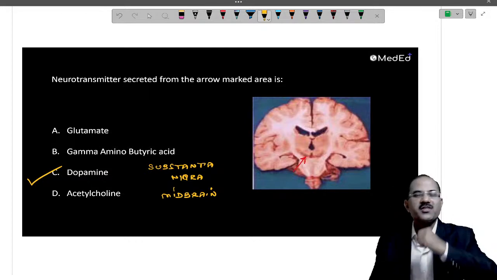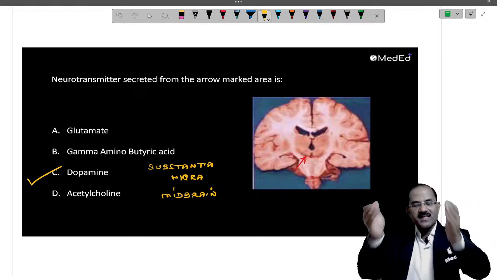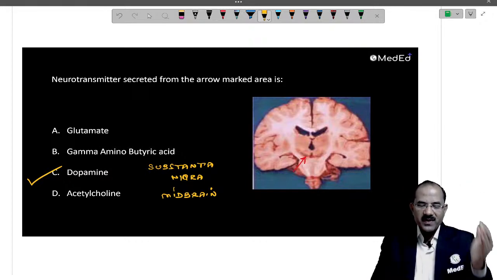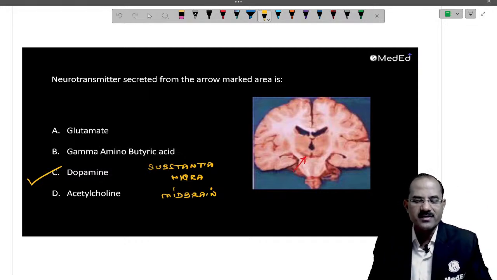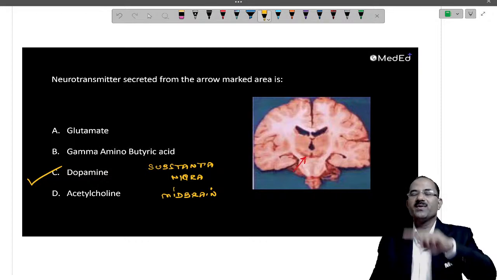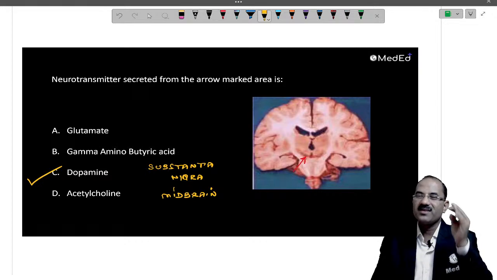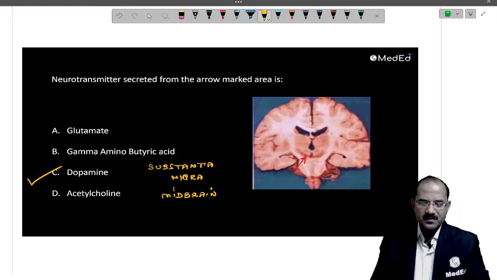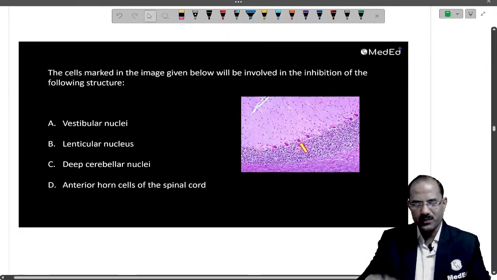Now, which are the other parts of basal ganglia? One is the caudate nucleus and the putamen. What we call the striatum. Number 2, globus pallidus. Number 3 is the substantia nigra, and number 4 is the subthalamic nucleus. So these are the parts of basal ganglia. Caudate nucleus and putamen, known as striatum. Second, globus pallidus. Third is the substantia nigra, and fourth is the subthalamic nucleus. Perfect. Very good. Excellent. Very nice.